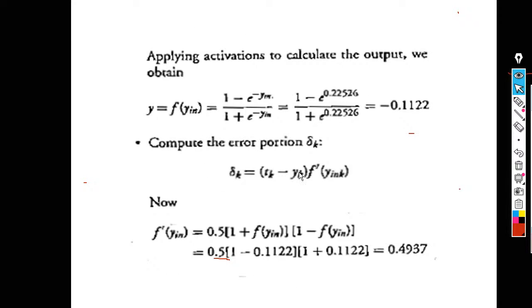If we look at the formula, let me show you. This was the formula: tk minus yk into f dash of y in k, right? We can multiply this, and then tk minus yk you can substitute. That means target minus actual output, and the actual output is negative, so that's why the 1 plus has come, right?